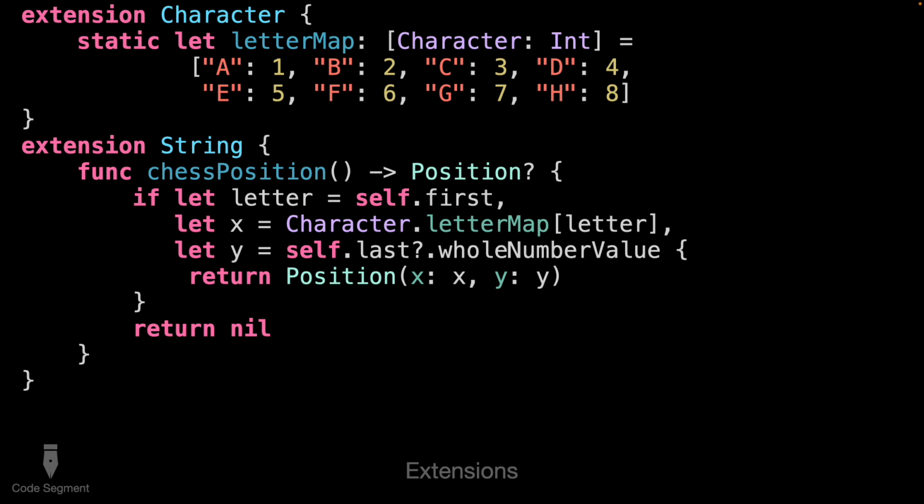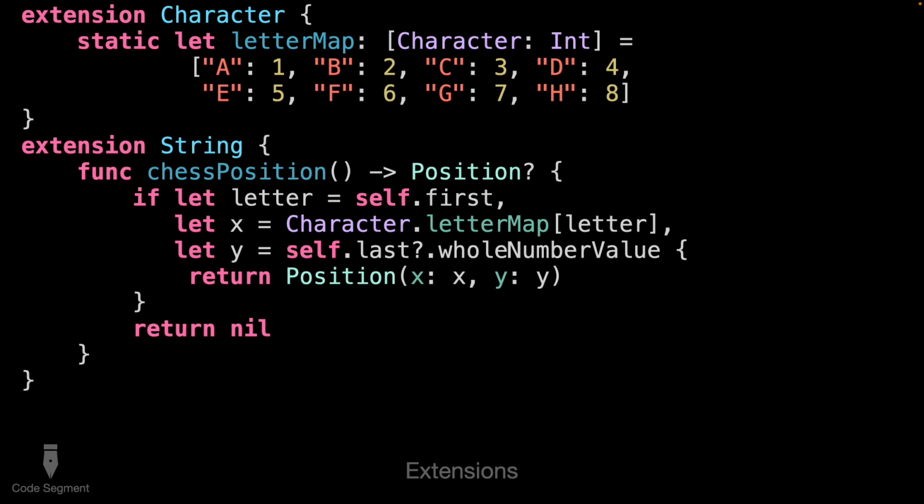And wholeNumberValue is a computed property on Character that can turn a single number character into an integer. But that is also optional because it can fail. If you pass it A, it will fail and say nil, right? So we have two ways this can come back nil, but we only have to unwrap it once. So we get let y equals, right? Then once we're inside here, we can return Position(x, y). Okay. Of note, we're using letter, which we unwrapped earlier in the if-let, right? We use letter here in the letterMap, and we can do that because we know by this point in the if-let, it is safe and unwrapped and no longer optional.